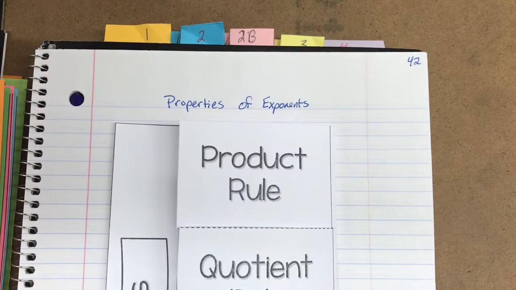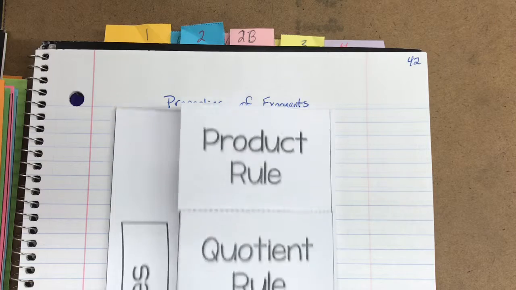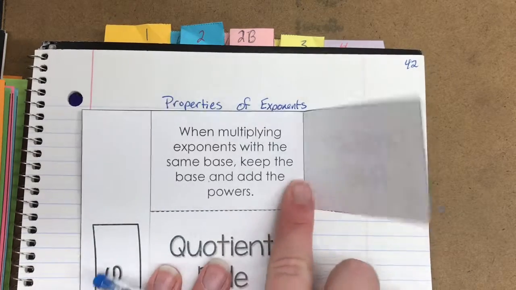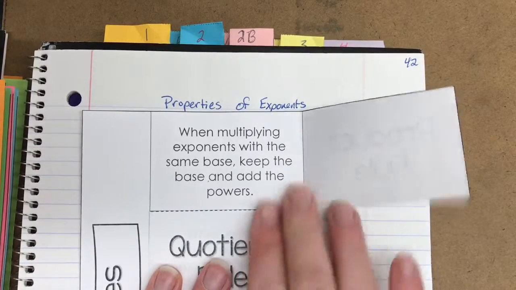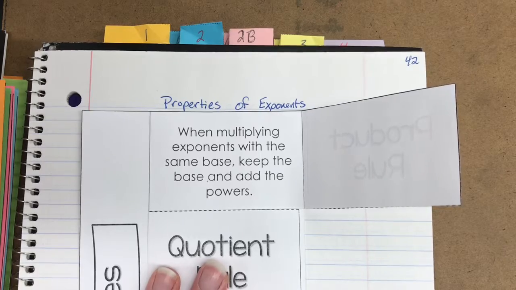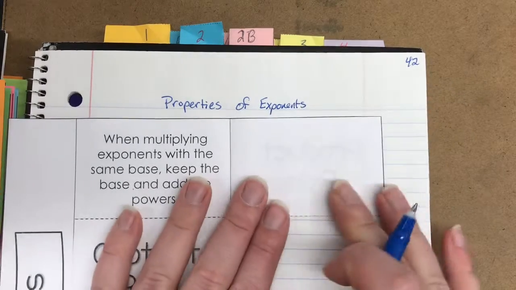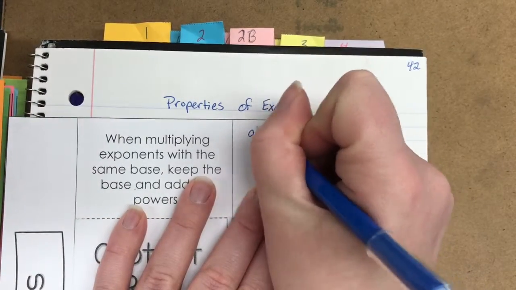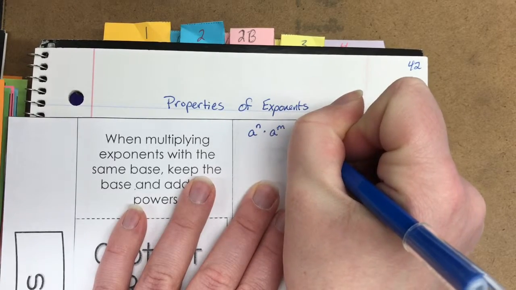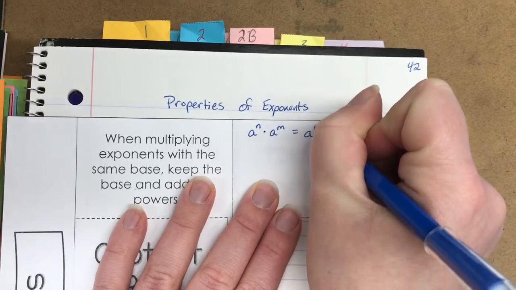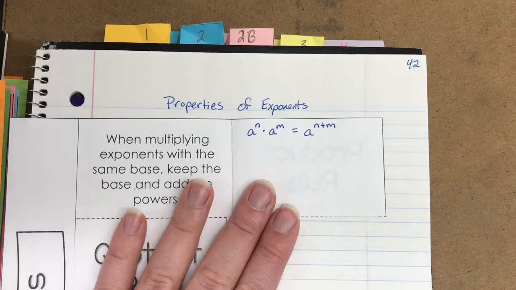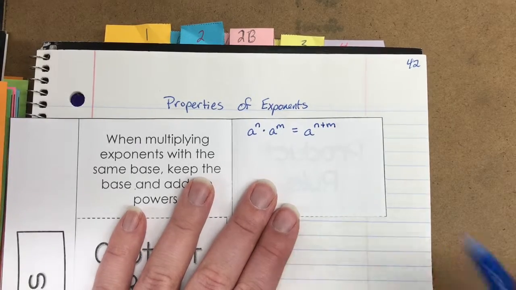So we're going to start with the product rule, which just states, when multiplying exponents with the same base, keep the base and add the powers. So if we have a to the n times a to the m, that will equal a to the n plus m. So basically when I multiply variables, I have to add the exponents.